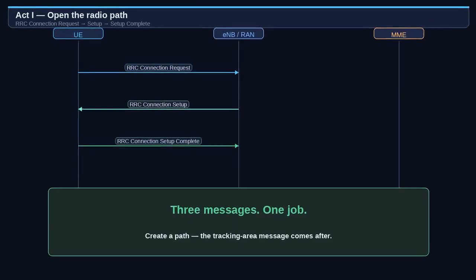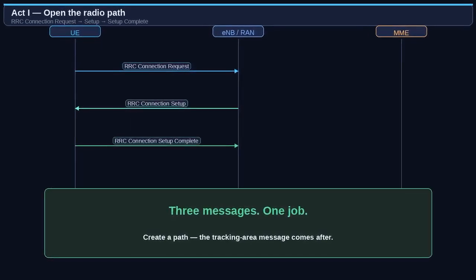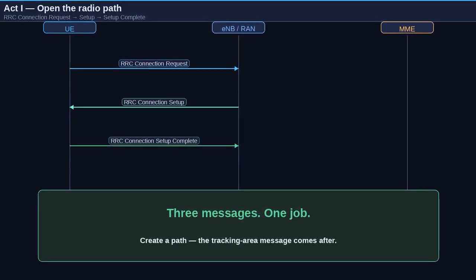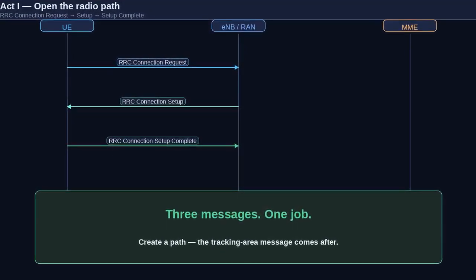Watch the left side of the sequence come alive. The UE sends an RRC connection request. The access network answers with RRC connection setup. The UE finishes the handshake with RRC connection setup complete. Three messages, one job. Open a radio control channel so higher layer NAS signaling has somewhere to travel. This is the hallway in our traveler metaphor.